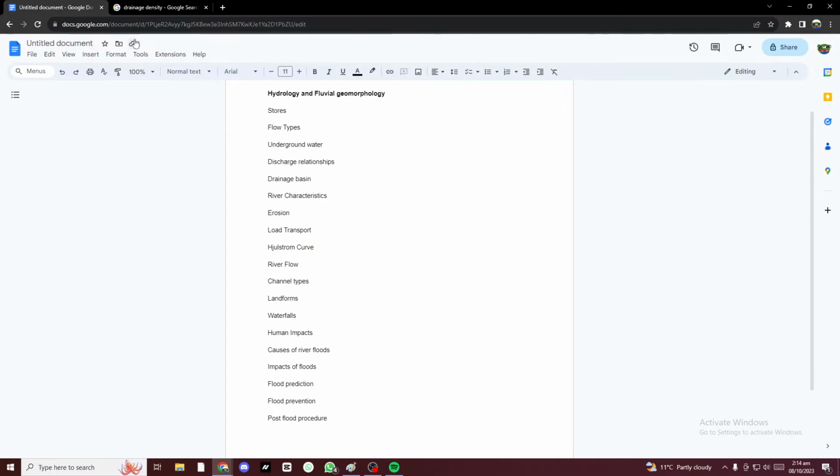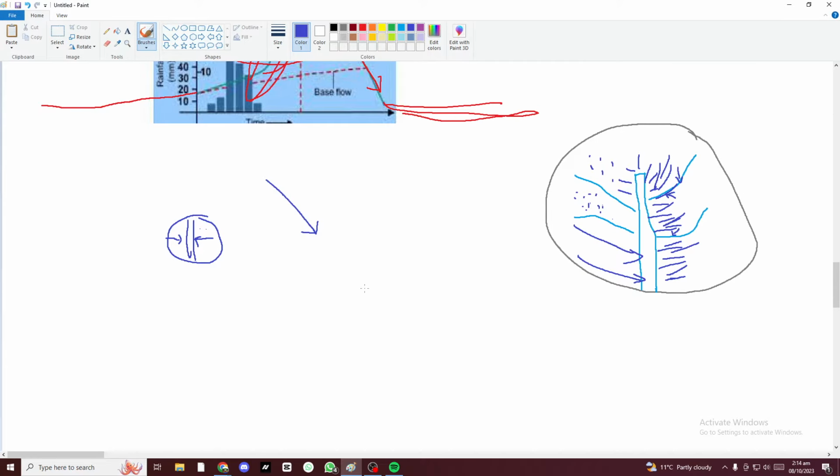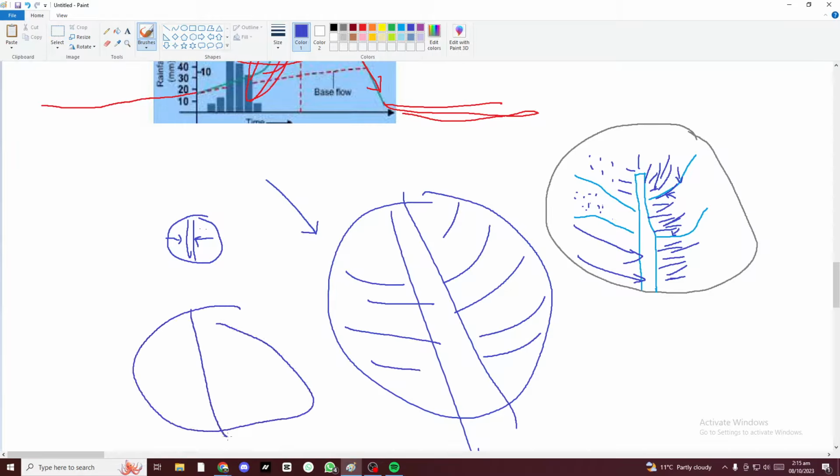Okay, so drainage density is just how many rivers there are in an area, or how many rivers there are feeding that channel. I would think of it that way. So here's the area, here's the main channel. High drainage density will mean that there are a lot of tributaries and small streams feeding the channel. Low drainage density would mean that this channel is only fed by a few of these streams and tributaries.